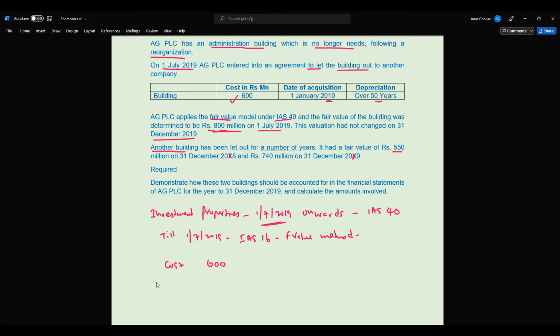So you need to identify the carrying value. How do you identify the carrying value? Deduct the accumulated depreciation from 1st January 2010 till 1st July 2019, which means 9.5 years. So 600 million divided by 50, since it is depreciated over 50 years, times 9.5, that will be 114 million. Therefore the carrying amount of the building is 486 million.